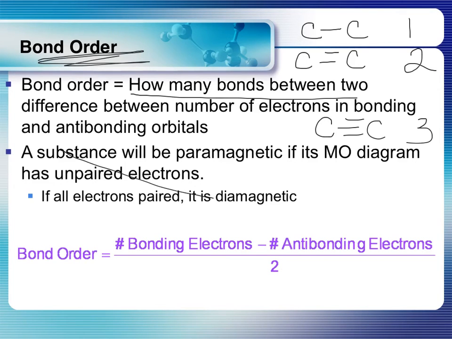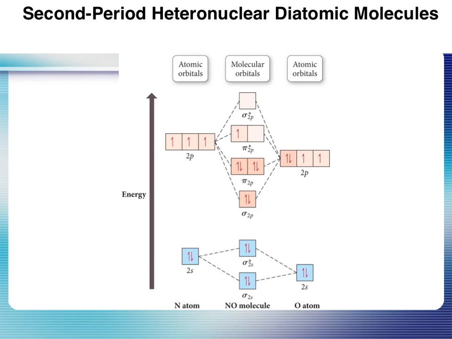I meant to take this out because we already talked about paramagnetic and diamagnetic. So maybe just jot this formula down. I don't think it'll make sense until I give you an example on the next slide, but it's something you should have handy.